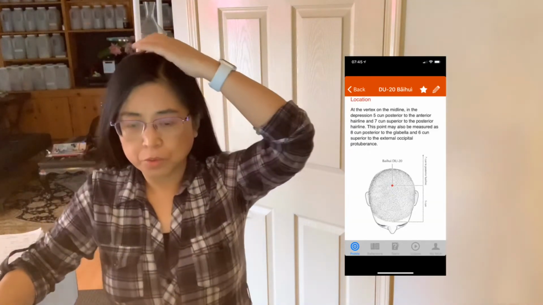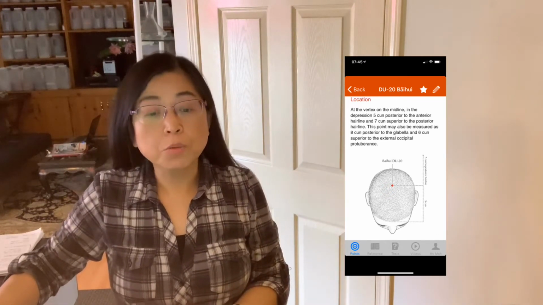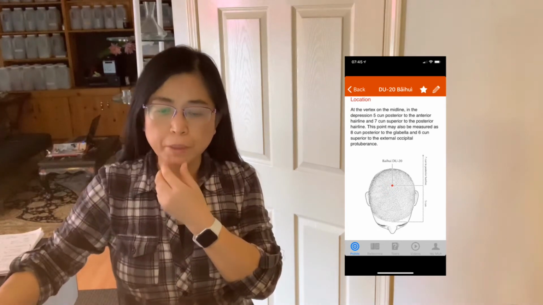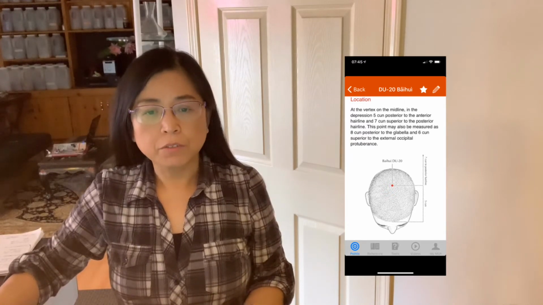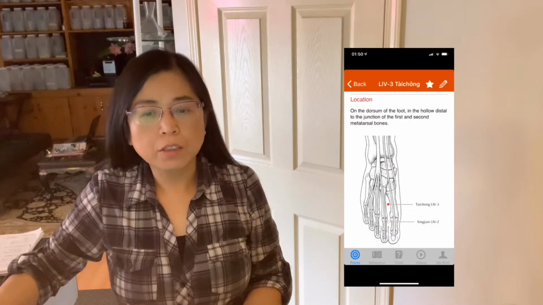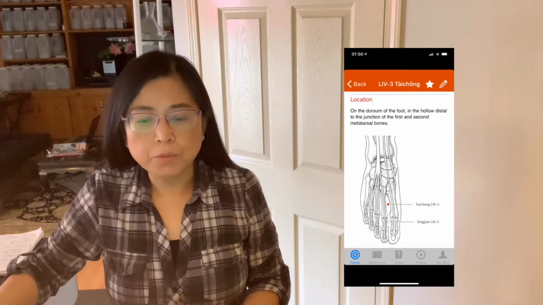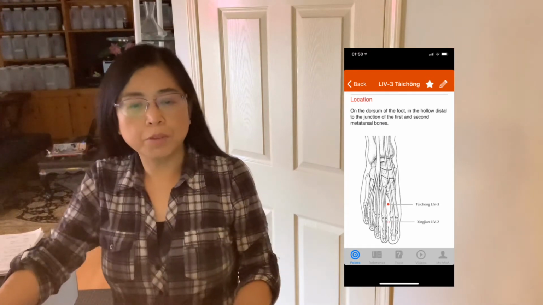Next one is the apex headache, where the top of the head is very tender. It's majorly related to the liver, accompanied by dizziness, vertigo, red face, hypochondriac pain, and a bitter taste in the mouth. For the daily home care part, we majorly use liver 3, because that's a very handy one.